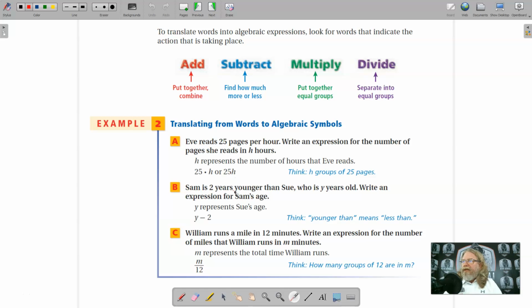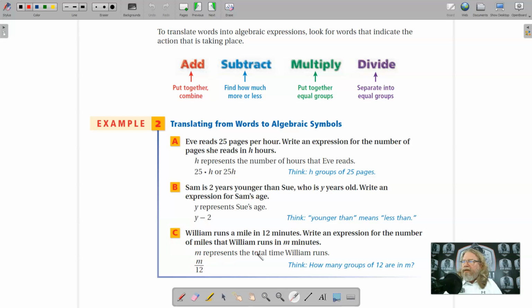Example B, Sam is 2 years younger than Sue, who is y years old. Write an expression for Sam's age. So we're going to base Sam's age off of Sue's age. And Sue, we're given, is y years old. So let's subtract 2 from it because Sam is 2 years younger. So it'd be that number of years less than, correct? So we're taking something away. So we would do y minus 2. Finally, William runs a mile in 12 minutes. Write an expression for the number of miles that William runs in m minutes.